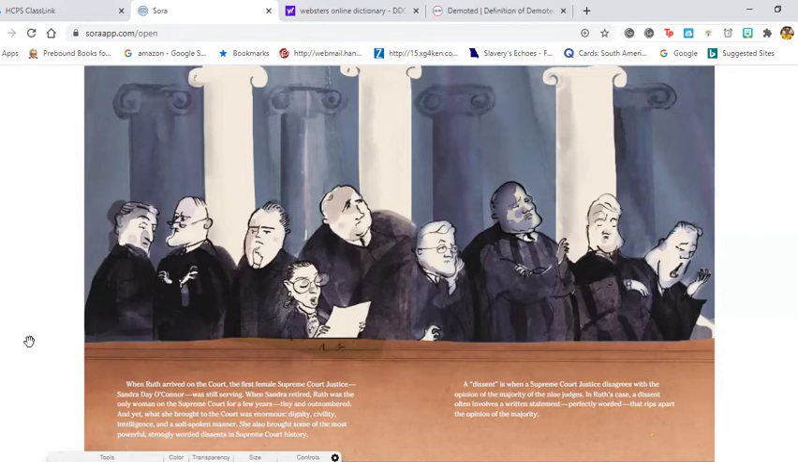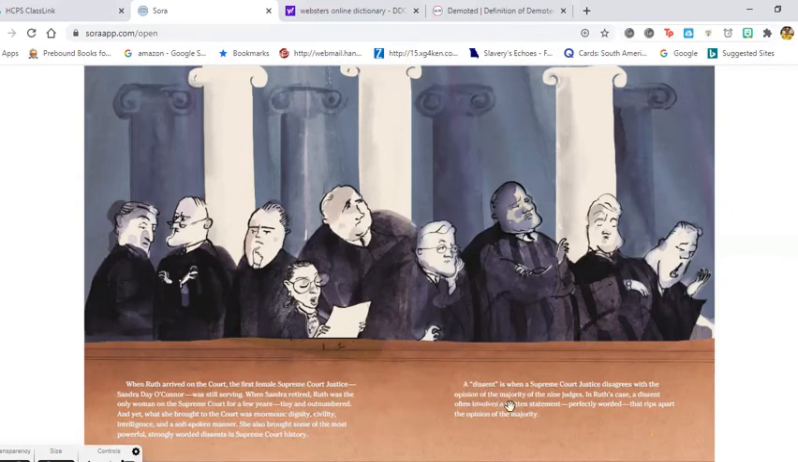She brought some of the most powerful, strongly worded dissents in Supreme Court history. A dissent is when a Supreme Court justice disagrees with the opinion of the majority of the 9 judges. In Ruth's case, a dissent often involves a written statement, perfectly worded, that rips apart the opinion of the majority. You often see this word dissent associated with Ruth Bader Ginsburg.